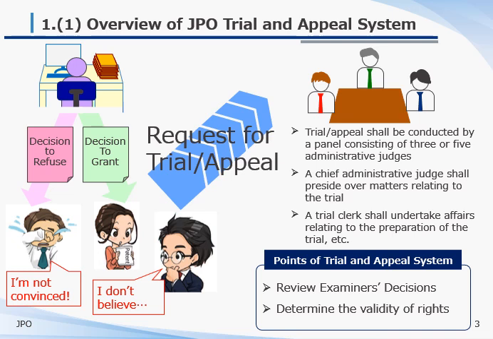Let's move to the right side of this slide. Once a request for trial and appeal is filed, it will be examined by T8D. As you can see here, trial and appeal proceedings shall be conducted by a panel. A panel consists of 3 administrative judges or 5 administrative judges. There are 2 important points here. Review whether examinations are appropriately conducted by examiners and determine the validity of rights.